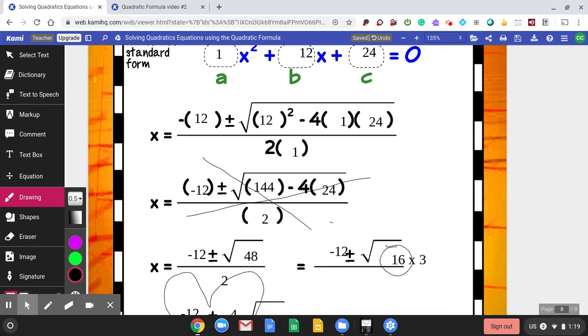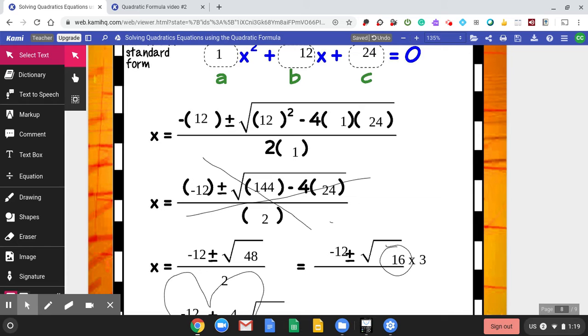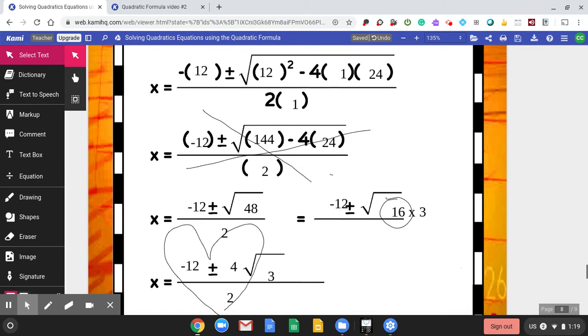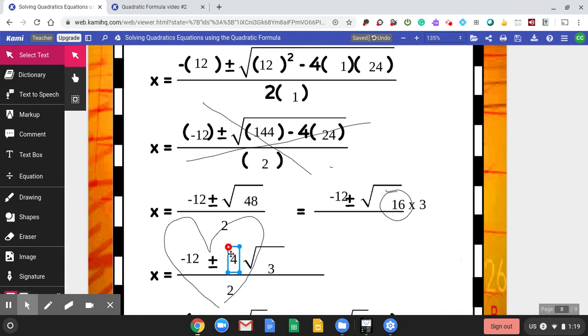So what I'm going to do is instead of using 48, I'm going to use 16 and 3. And then I'm going to pull the 16 out as a 4. So that's where I got this 4 from. So it's really 4 times radical 3, because that's really radical 16. And this is just 2 on the bottom. Okay, now you think you're done. You have negative 12 plus or minus 4 radical 3 over 2.